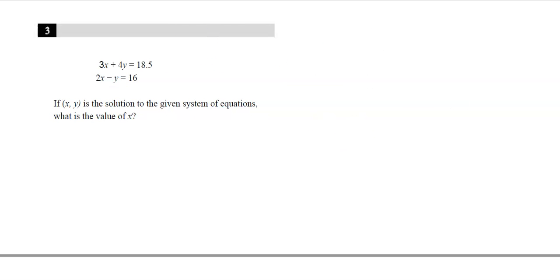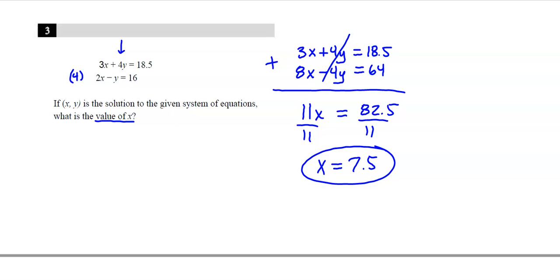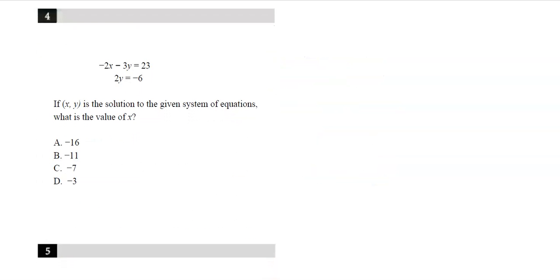Number 3, just looking at this, it looks like a nice elimination problem. Everything's all lined up. I'm going to try to get opposites here on the y's, plus that's nice because we want to keep x. So I'm going to multiply this row by 4. So I'll have 3x, 4y, 18.5. On the bottom, we get 8x minus 4y equals 64. Time to eliminate. I get 11x equals 82.5. Divide by 11, and x equals 7.5. Boom. Keep on moving.